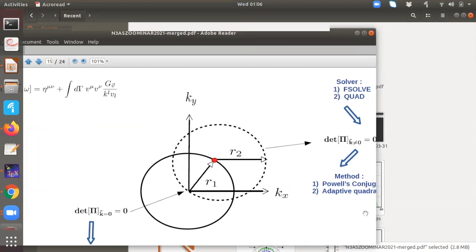This solver uses Powell's conjugate method and the adaptive quadrature method, which can typically solve this nonlinear transcendental dispersion relation very easily.